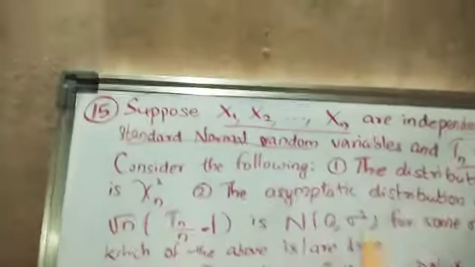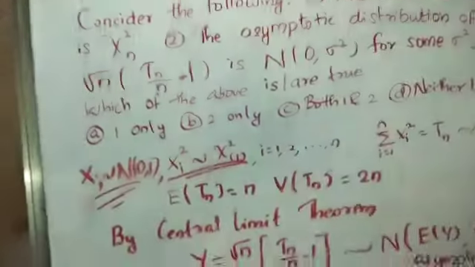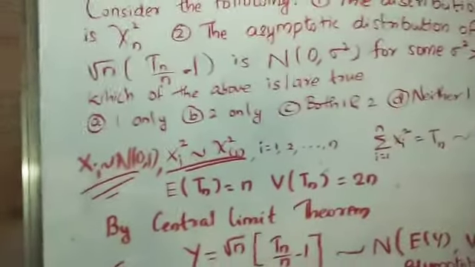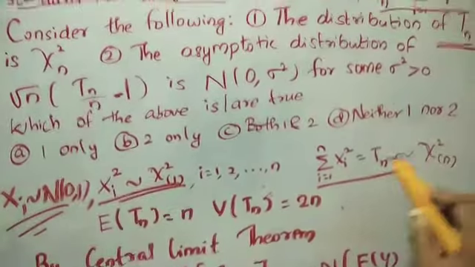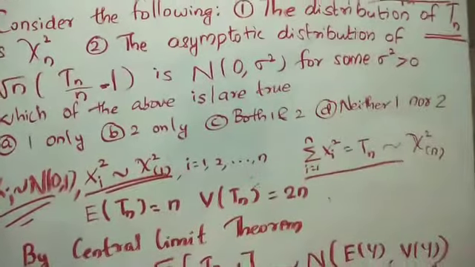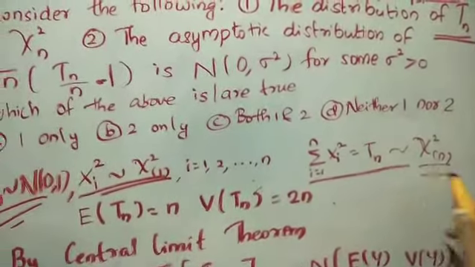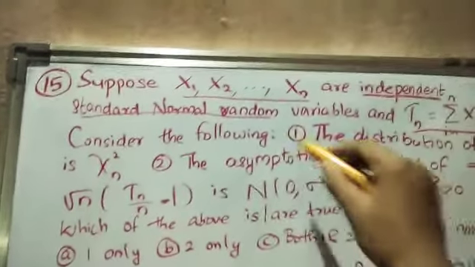Here it is given that x1, x2, etc., xn are independent. So by the additive property of chi-square distribution, we can easily verify that summation i equal to 1 to n xi square, which is equal to Tn, follows chi-square distribution with n degrees of freedom. So the first statement is true, that is the distribution of Tn is chi-square with n degrees of freedom.